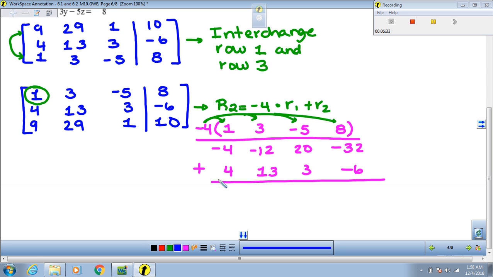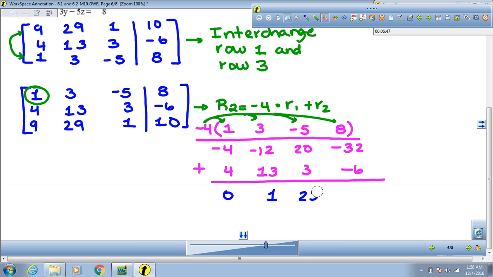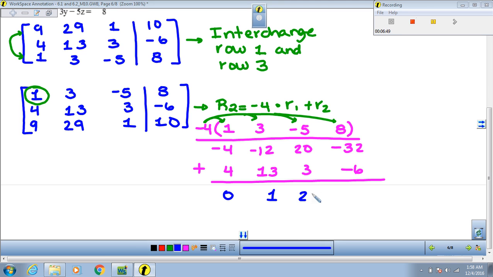So my new final row 2 is going to be negative 4 plus 4 is 0, negative 12 plus 13, 1, 20 plus 3, 23. Let me rewrite it. 23. Negative 32 plus a negative 6, negative 38.